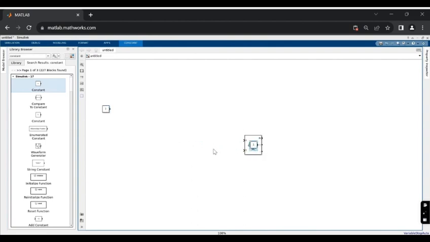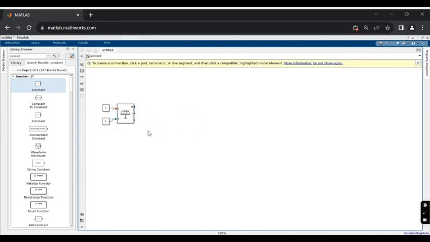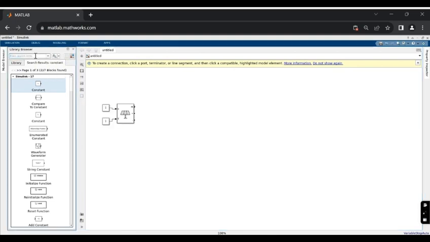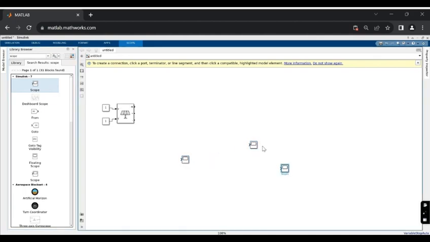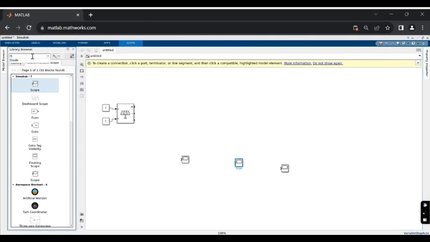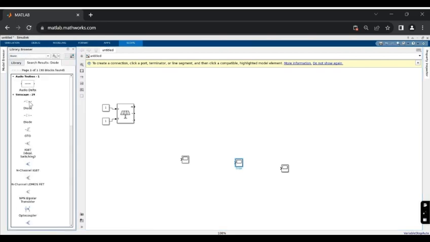Let's take constants for the inputs. We are taking constant values for the irradiation and temperature of the PV array. Connect them as the inputs of the PV. The first input is 1500 and the second input is 25 degrees Celsius for the temperature. Next take a scope to see the output of each signal.